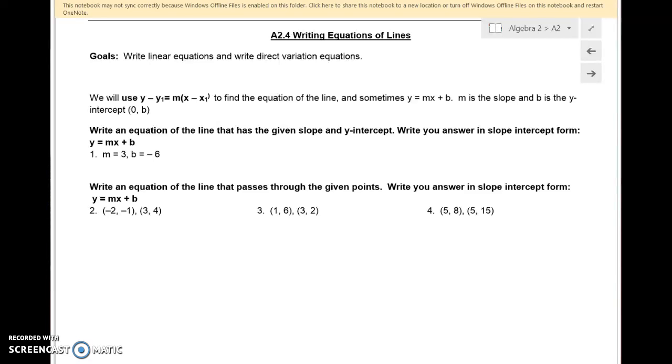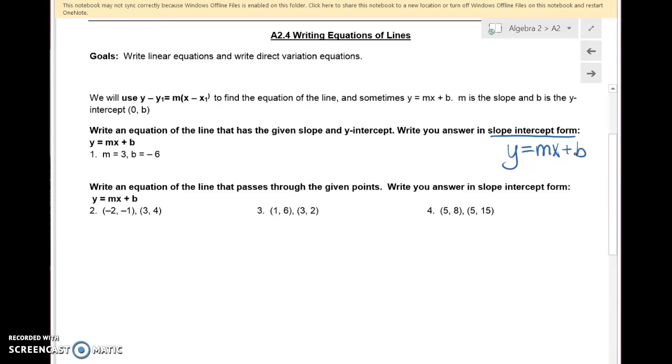We are going to use both slope-intercept form and point-slope form today. First, we are going to use slope-intercept form. So when it says write your answer in slope-intercept form, that means y equals mx plus b.